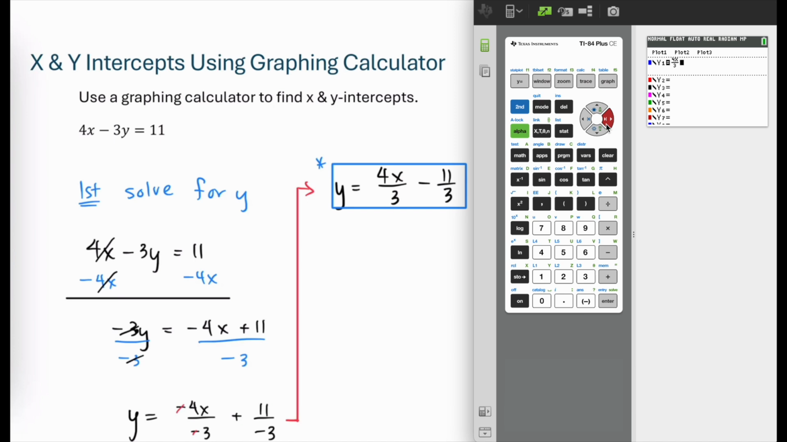Now we come out of that fraction and we'll say minus 11/3. And let's just say here 11 divided by 3, nothing fancy to get that 11/3 in. Then we hit enter and come over to the graph.